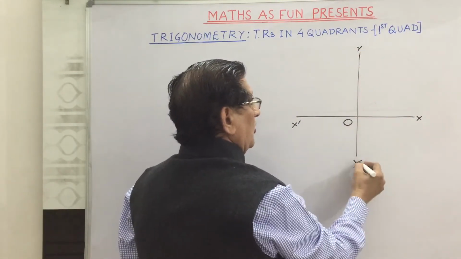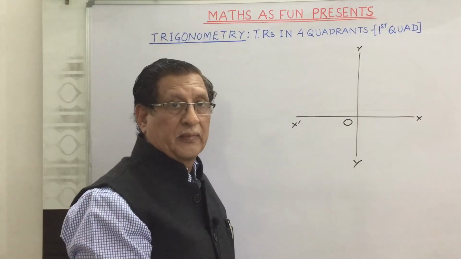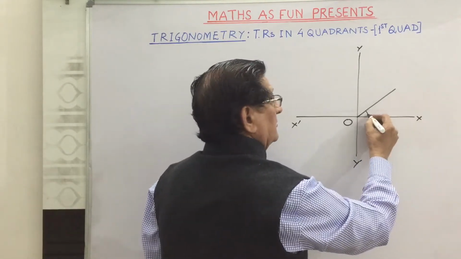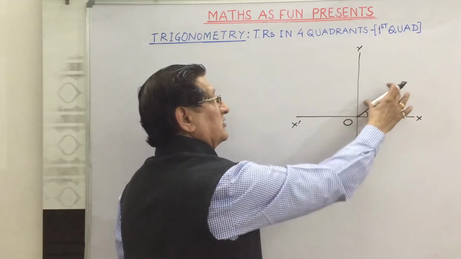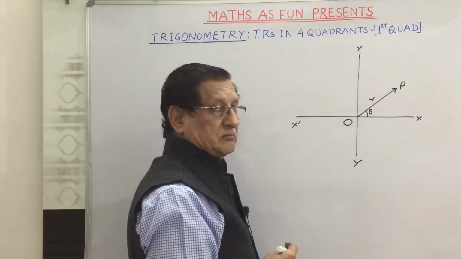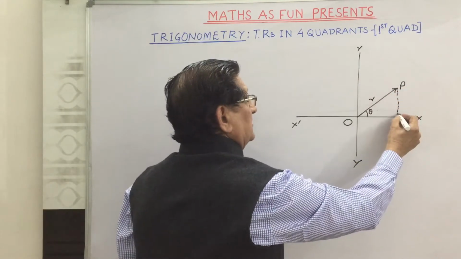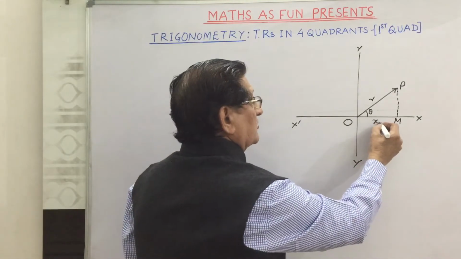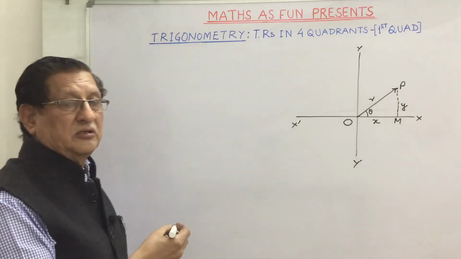So suppose this is the quadrant system we are making, X, X dash, Y, Y dash, O, and suppose this is the initial position of the radius vector. When it moves in the anti-clockwise direction making the positive angle theta, suppose the position is this and P is the position. OP is the length of the radius vector, suppose this length is R. If we draw a perpendicular from P to the initial position, that is PM, and consider that the length of OM is X, the length of PM is Y, then what do we see?